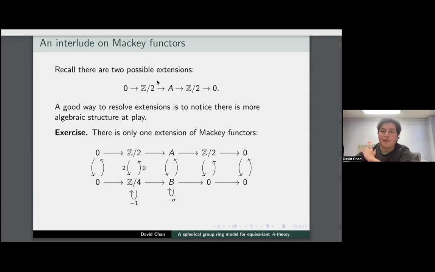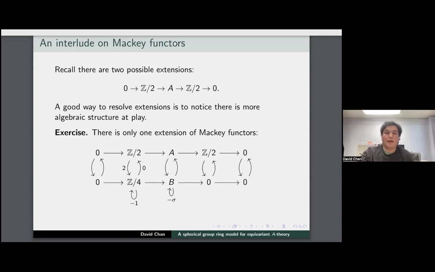Now, of course, you could use ad hoc methods and talk about the transfer and the restriction separately in each example, but Mackey functors and equivariant homotopy theory build this into the theory, and everything is manifestly functorial. All right. So this is why you want to do equivariant homotopy theory. This is why you want to use Mackey functors. It helps you do these sorts of computations.